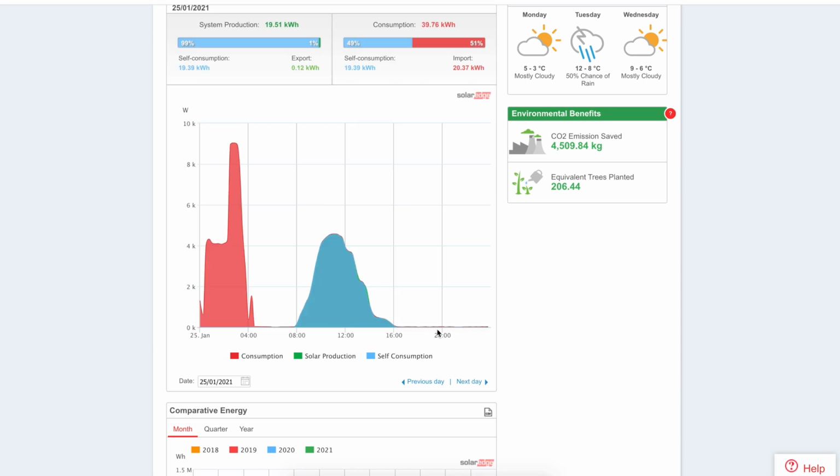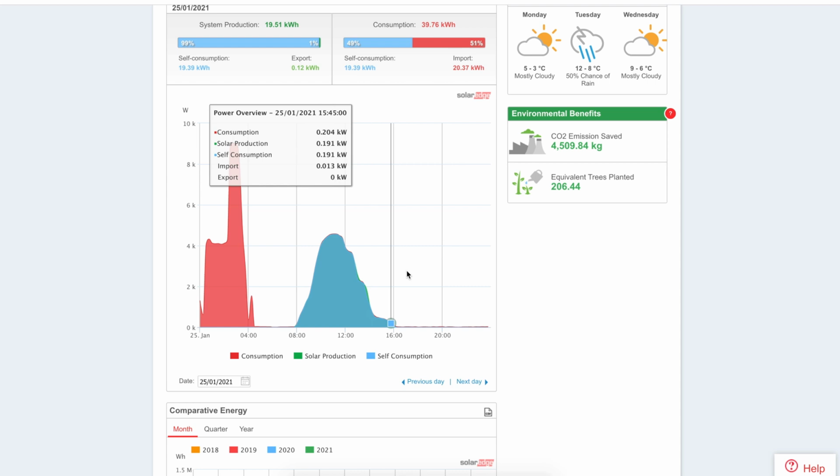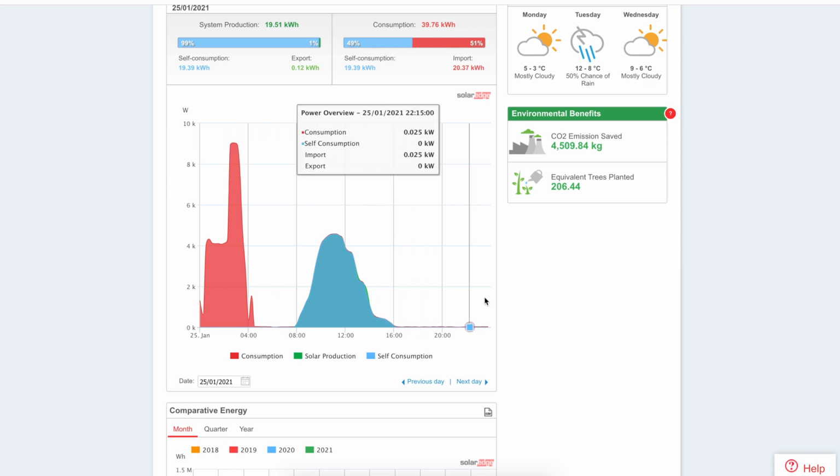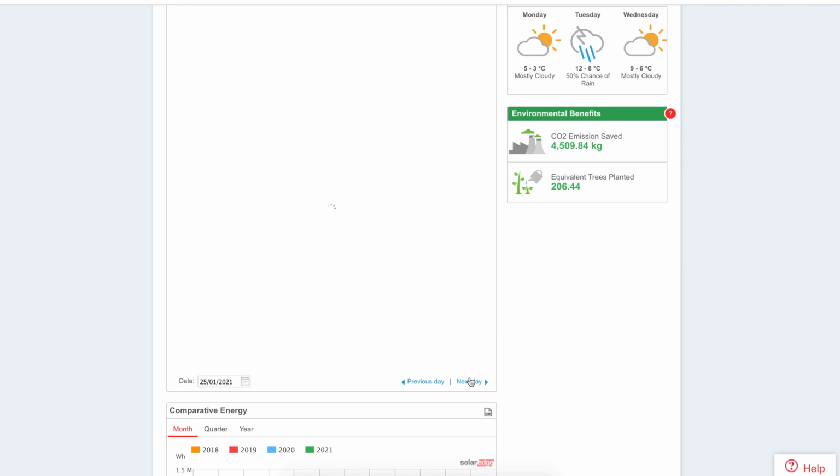25th, not a bad day actually. Look, good solar curve for winter, peaking at around 4.5 kilowatts, so 19.51 kilowatt hours of energy for the day, sees us through till the next morning.